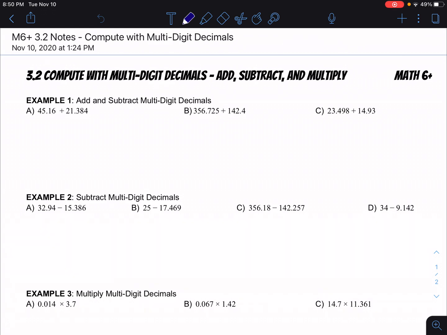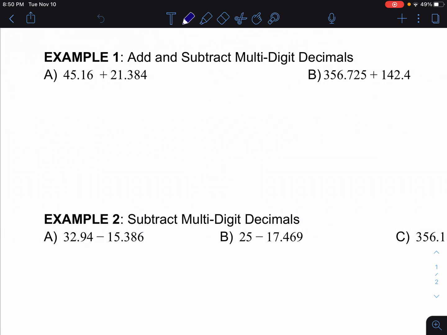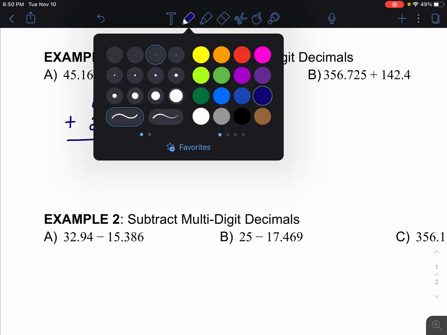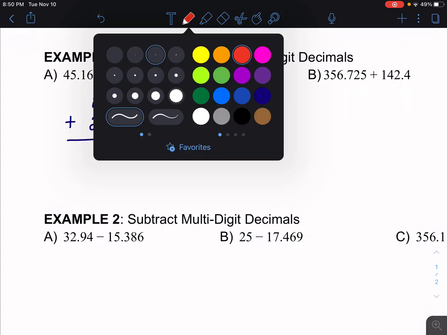So example 1 says adding and subtracting, but we're going to add in example 1 and subtract in example 2. When we are adding multi-digit decimals, I'm going to add them vertically. So when I write 45.16 and I add 21.384, I'm going to line up the decimals. So you can see here that the decimals are lined up on top of each other.